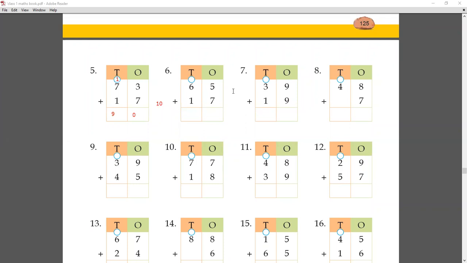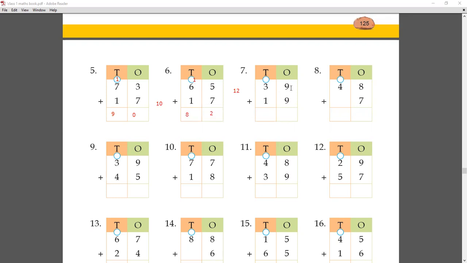6, 7, 8, 9, 10, 11, 12. And what is our answer? Our answer is 12. And what we write here in the ones place? 2. We write 2 here and 6. And where we write 1? Here, in this place. Okay, 6 and 1. 6 plus 1 is equal to 7 and 1, 8. So we write 8 here.